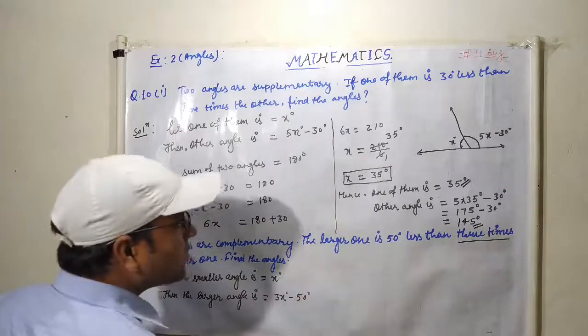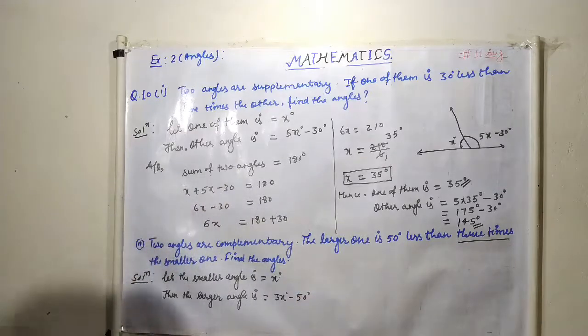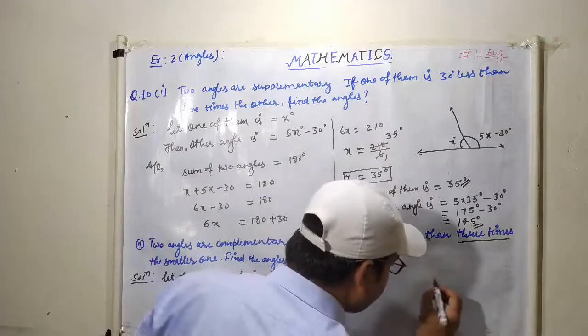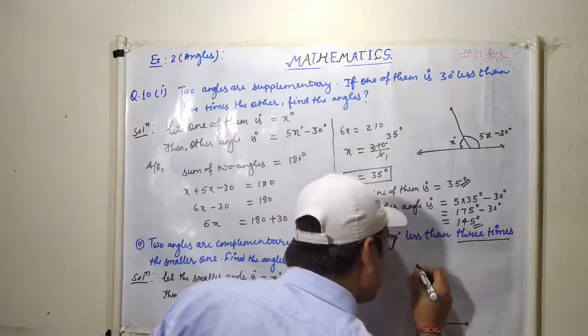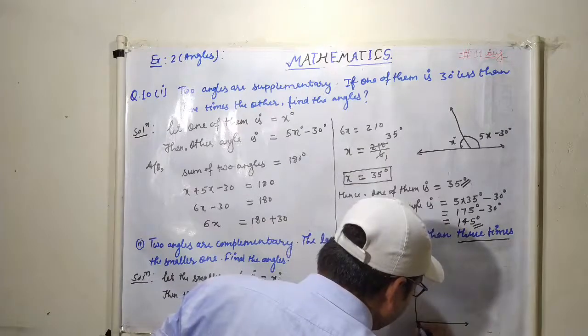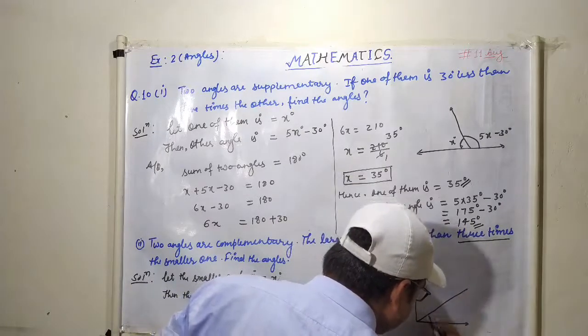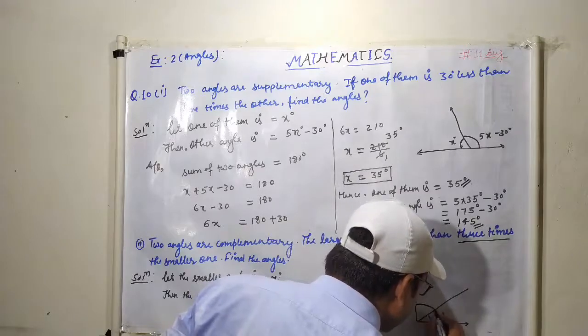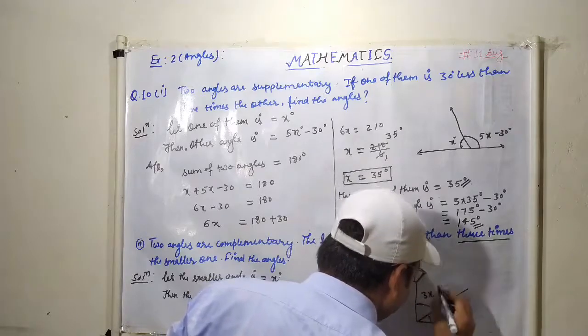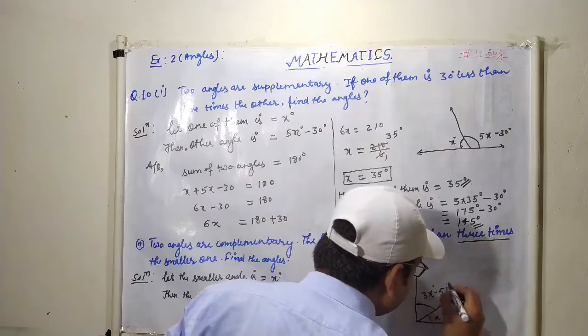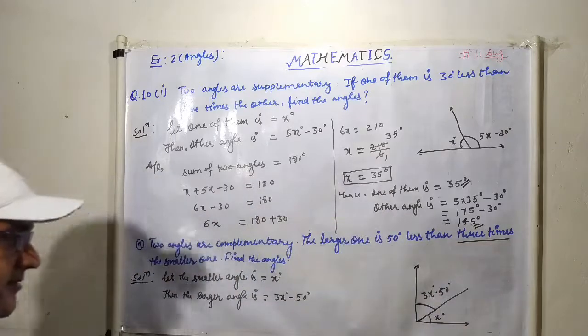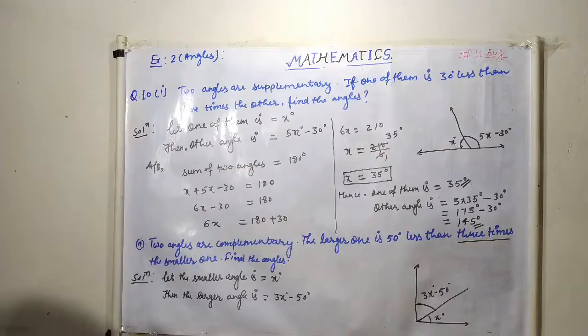Now according to the question, students, 3x minus 50 degree. Here it is given that the angles are complementary. The smaller angle is x and the larger one is 3 times x minus 50 less, 3x degree minus 50. Now I am going to do the next step, students.